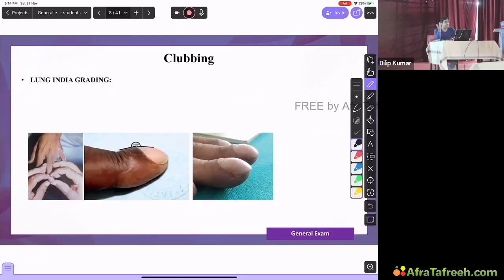But important ways are Shamroth window test. We know that. Second, test of Lovibond angle. You're going to see from this side, Lovibond angle. Then we have something called Curth angle.